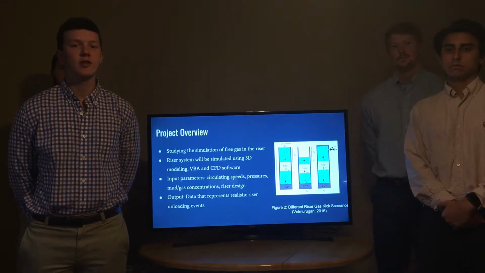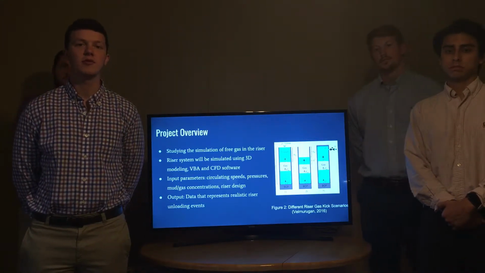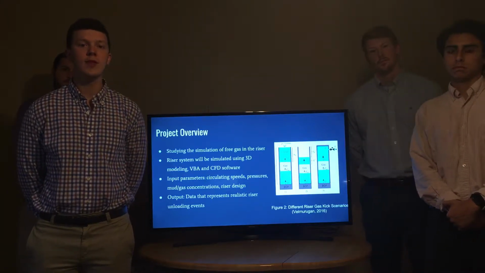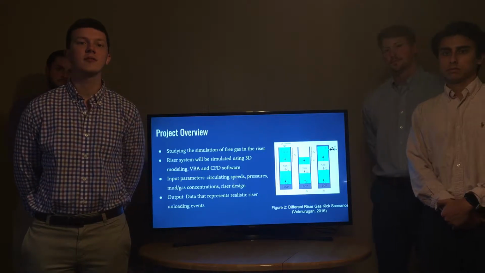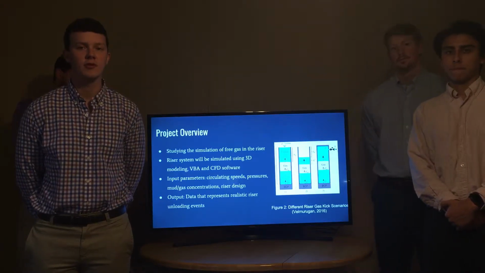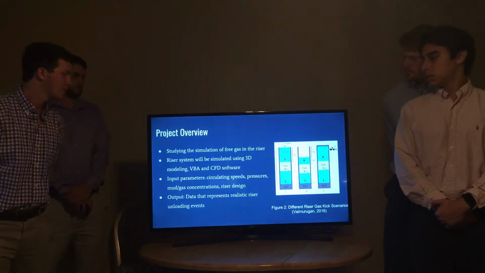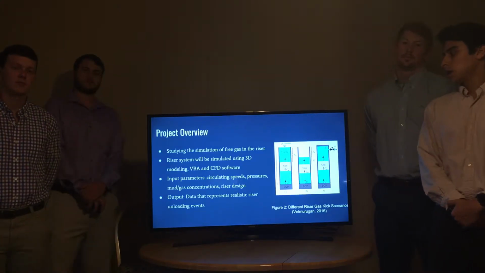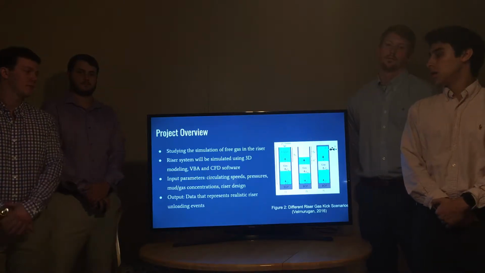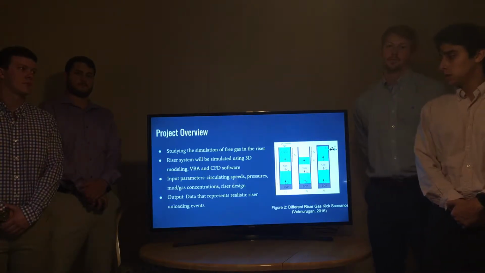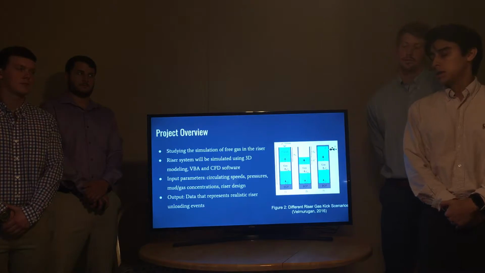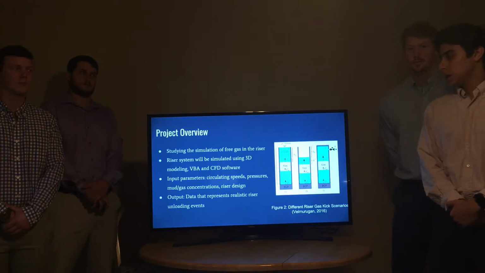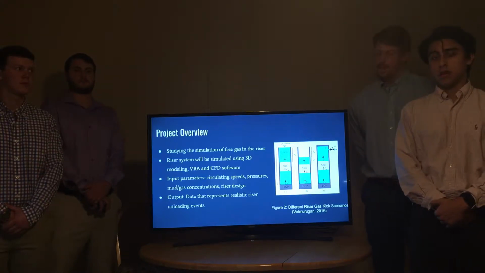We will use ANSYS 3D modeling to construct our riser, and we will use a VBA package to generate vertical flow parameters in the riser. After these have been constructed, the CFD material will populate the 3D mesh with fluids. So when we're running these simulations, some of the parameters that we're going to be able to control and manipulate are the circulating pressures, the bottom riser pressures, the circulating speeds, the mud gas concentrations, and the actual riser design itself. And then what we're going to be getting out of this is actual data that represents a realistic riser unloading event.